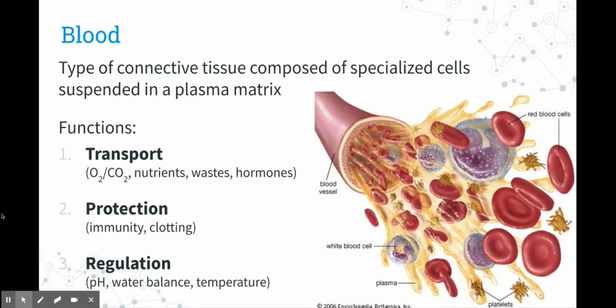Now, blood is a connective tissue, and it is composed of several types of specialized cells suspended in a plasma matrix. It has 3 main functions in the body, which is transport of gases, nutrients, waste, and hormones, protection, its role in immunity and also in blood clotting, and regulation, helping our body to maintain homeostasis through regulating pH, water balance, and our temperature.